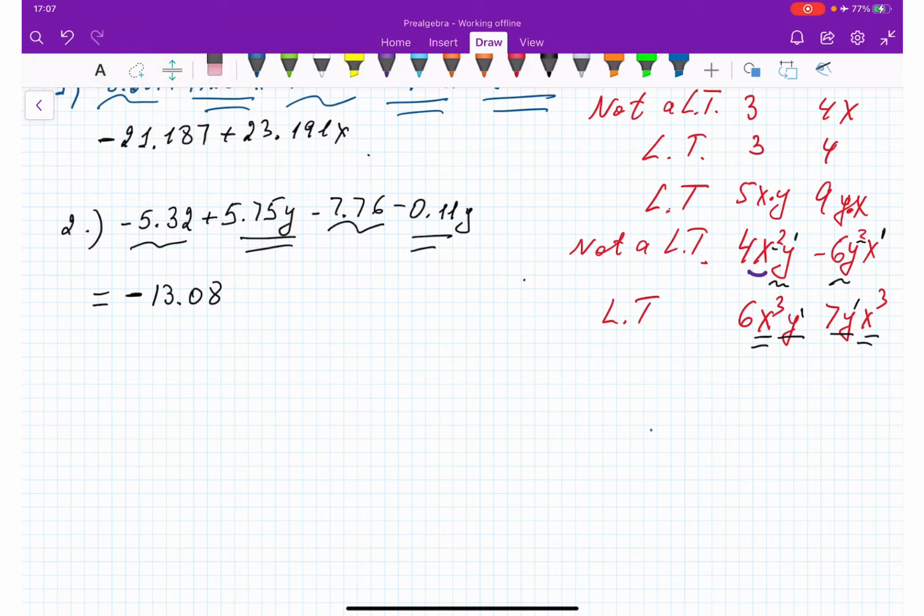Next one. It's going to be 5.75 minus 0.11. Since 5.75 is the bigger number, it's going to be positive, but because we have positive and negative numbers, we are going to subtract with no hesitation. So 5.75 minus 0.11. 5 minus 1 is 4. Here is 6. 6 minus 1 is 5. And 5 minus 0 is 5. It's going to be plus 5.54.